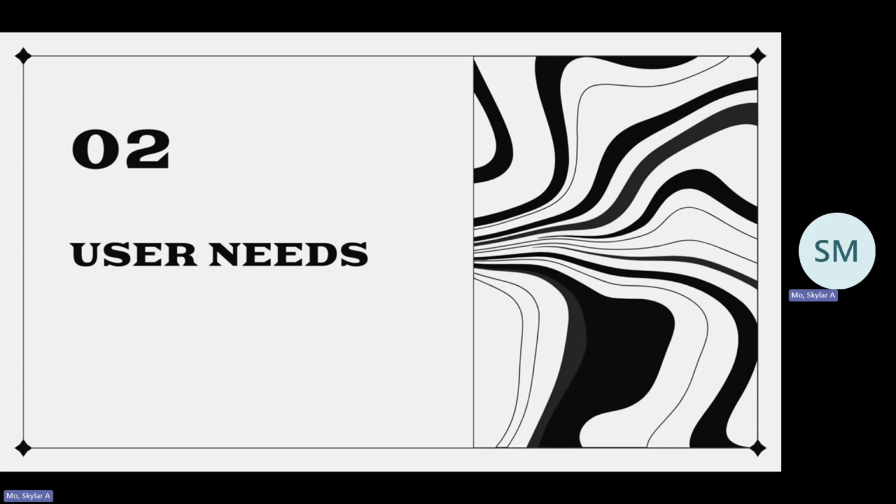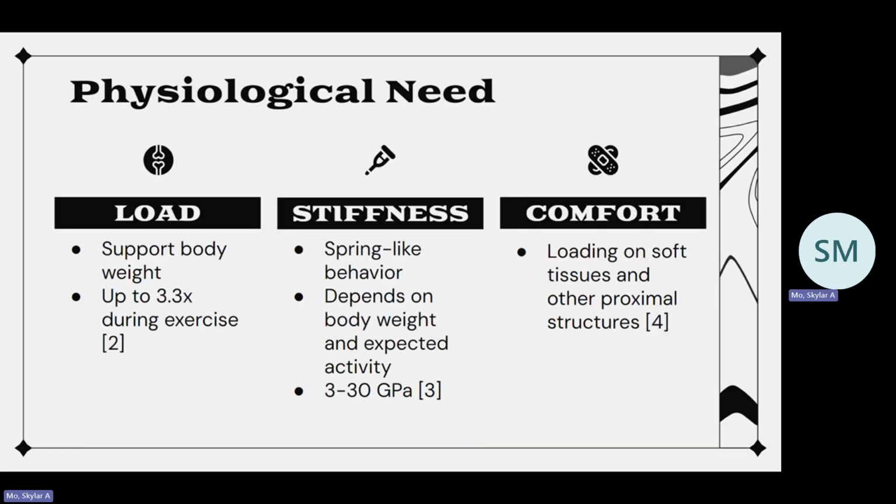Next, we move on to the user needs. The one obvious requirement for a lower limb prosthetic is to be able to support the weight of the user. However, during more intense exercise, such as running, the prosthetic may experience up to 3.3 times the body weight of the user. It is also ideal that the prosthetic mimics the mechanical behavior of the limb it replaces, for example, the leg. The leg exhibits a spring-like behavior which supports the user's center of mass. It is able to store and return mechanical energy, which reduces the need for additional muscular force to generate movements.